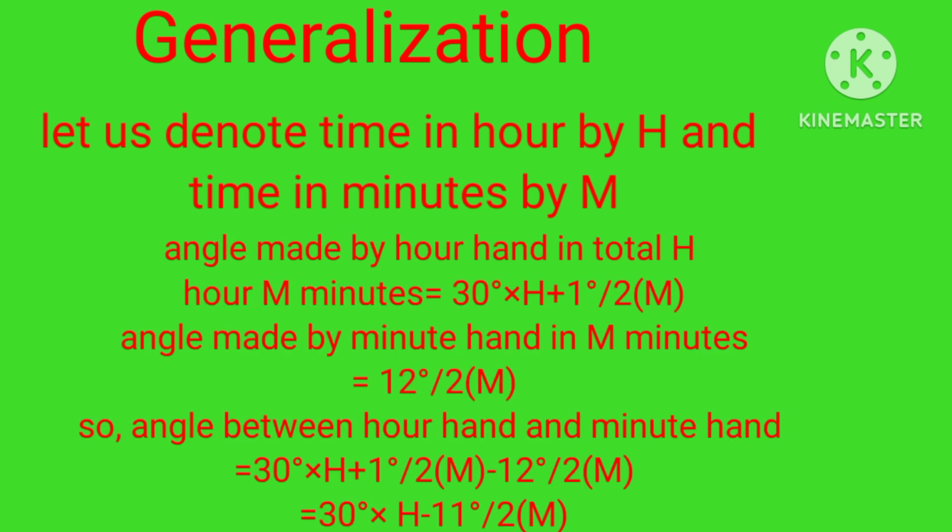To generalize it for any time, let us denote the time in hour by H and time in minute by M. The angle made by the hour hand in total H hours M minutes is equal to 30 degree multiplied by H plus half degree into M. The angle made by the minute hand in M minutes is 12 by 2 into M. So the angle between hour hand and minute hand can be calculated by subtracting the two angles as we have calculated here. So the general formula for the angle between hour hand and minute hand is 30 degree into H minus 11 by 2 into M.